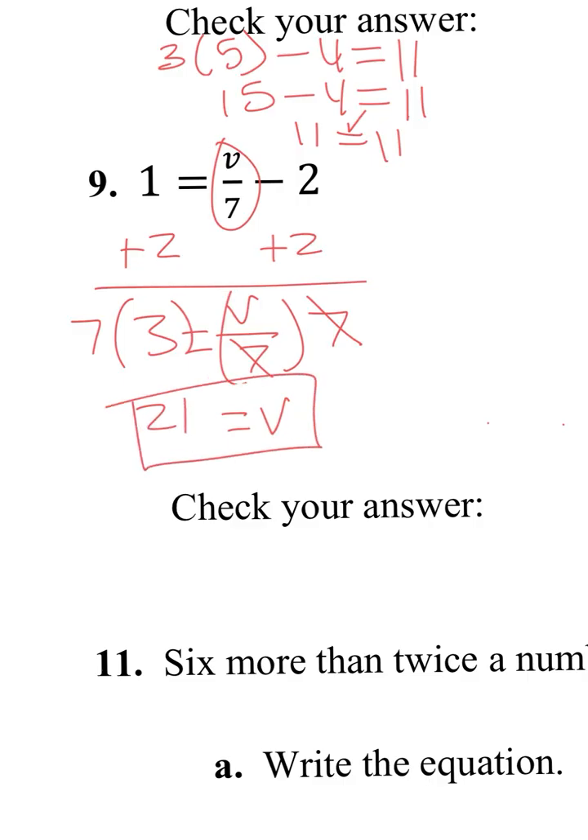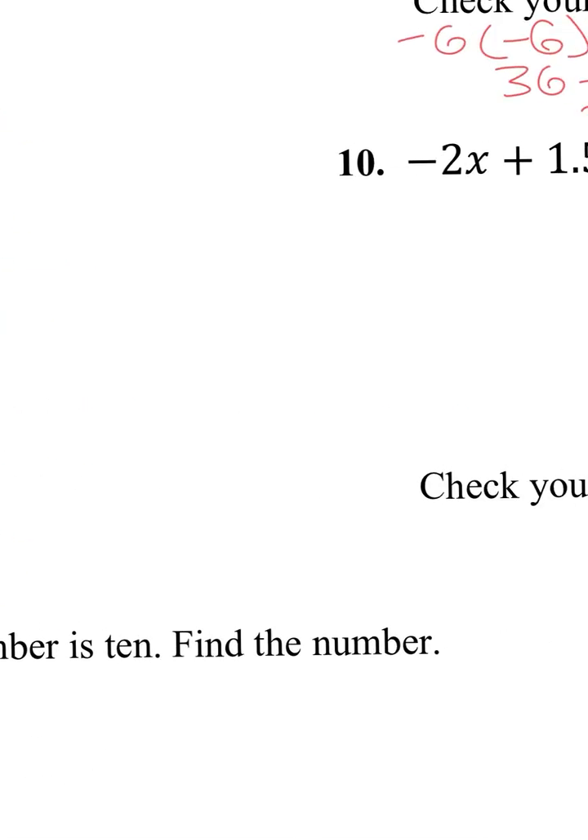Now let's go ahead and check our answer. So we've got 1 equals 21 divided by 7 minus 2. So 1 equals, what's 21 divided by 7? 21 divided by 7 is 3 minus 2. 1 equals, what's 3 minus 2? 3 minus 2 is 1. Is that equal? Yes, it is. So 21 is my solution. Moving on to number 10.